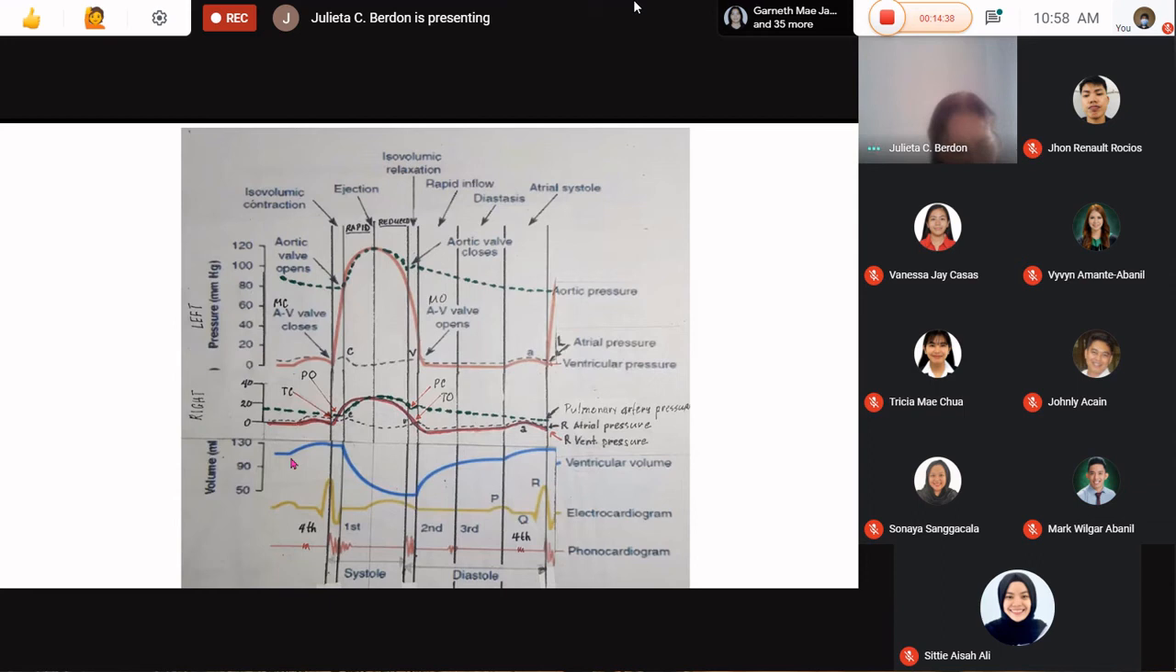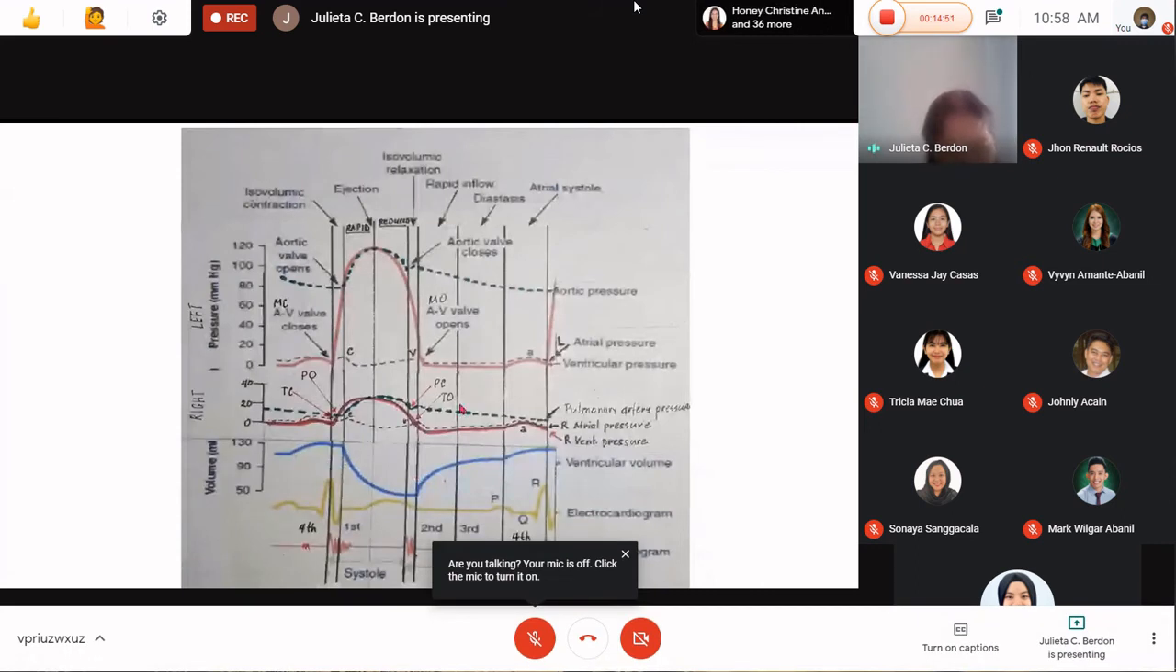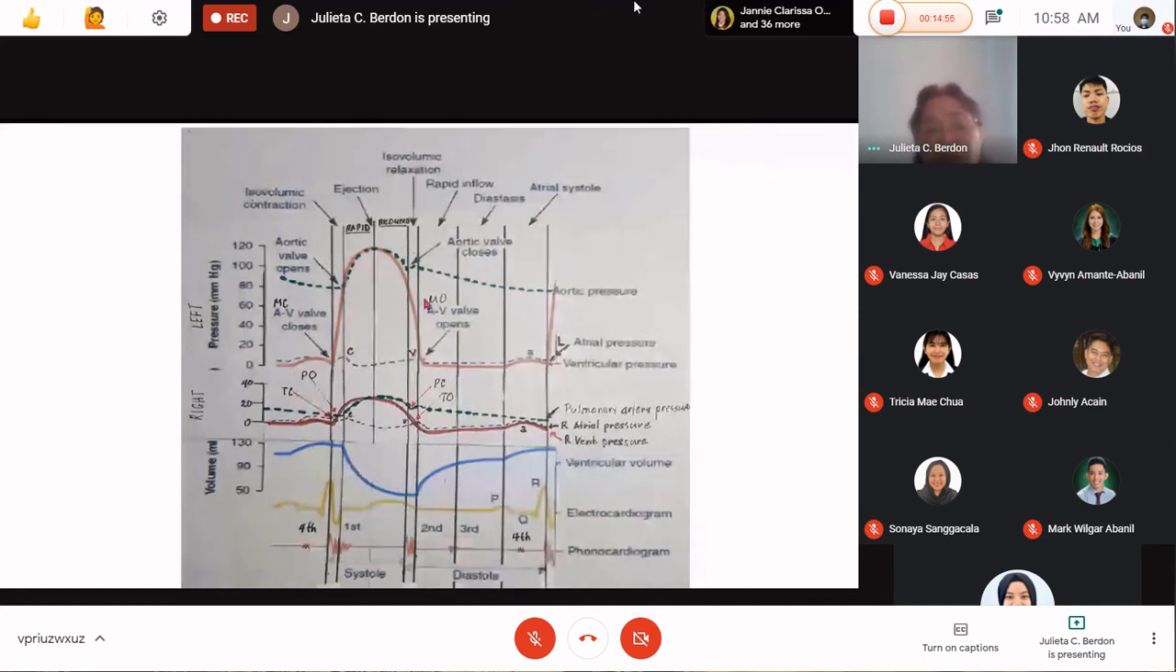Completion of ejection of the left precedes that of the right. Why did it start ejecting first but finish later? That can be shown in the aortic closure. The pulmonary closure comes after the line. Our line for the aortic valve closure, and the pulmonary valve closure comes after that line.